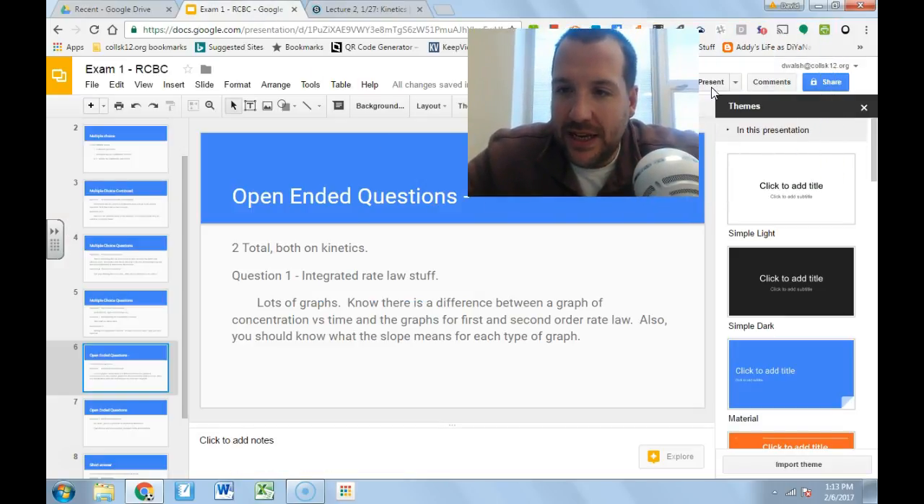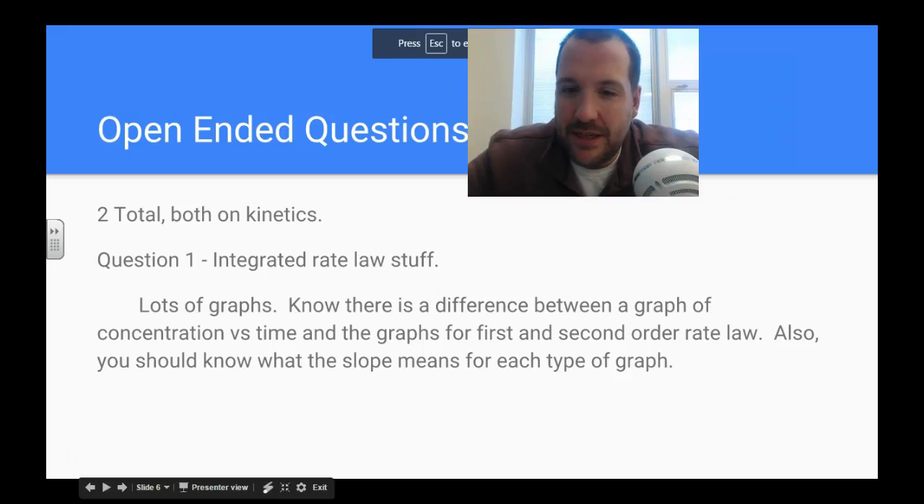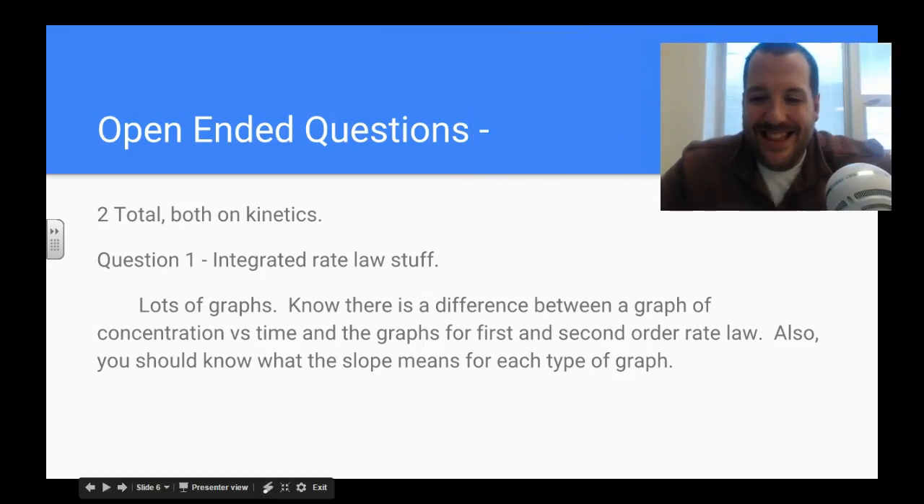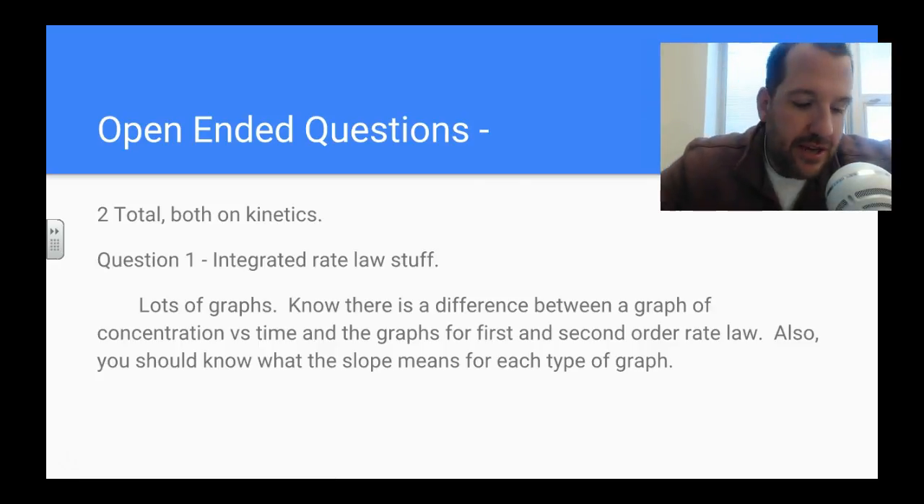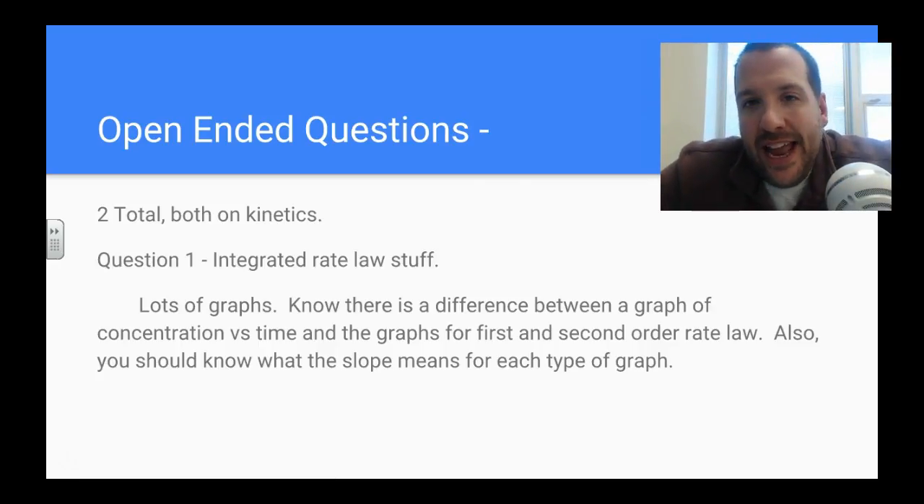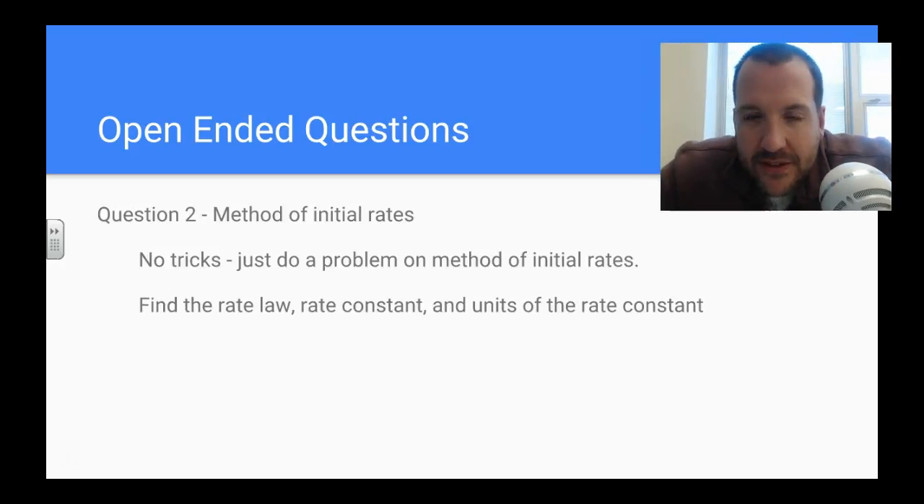Here, let me move this so I can get to my presentation button. I want you to know the difference, how and when to apply those things, and I think that relates to concepts that you're applying in lab. The second question is going to be a methods of initial rates question. I'm going to give you experiments, concentrations, and initial rates, and you're going to have to figure out what the rate law is, what the rate constant is, and what the units are of that rate constant.